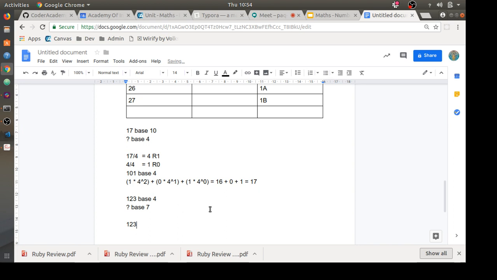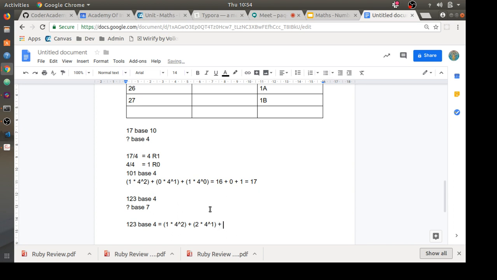So 1, 2, 3 in base 4 is equal to 1 times what? 4 to the power of 2. Yep, 4 to the power of 2 plus 2 times 4 to the power of 1.